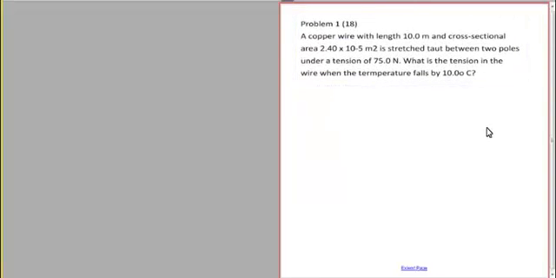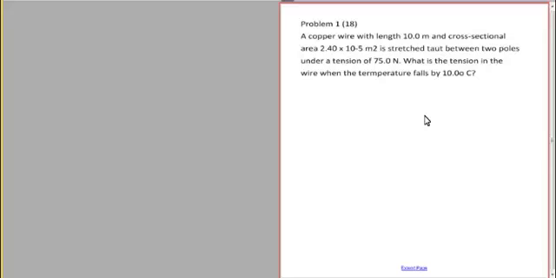Okay, so here's problem 1, chapter 10. And yeah, there are a couple of problems in there that probably do need some explanation, which you never got around to in class. So it says we have a copper wire with a length of 11 meters and a cross-sectional area of 2.4 times 10 to the minus 5 meters squared per second, and is stretched taut between two poles under tension of 75 newtons. What is the tension in the wire when the temperature falls by 10 degrees C?